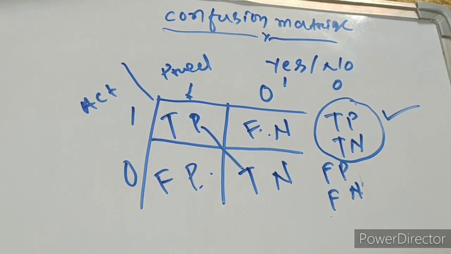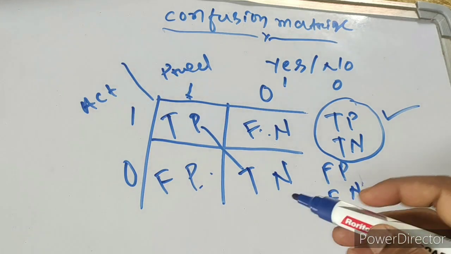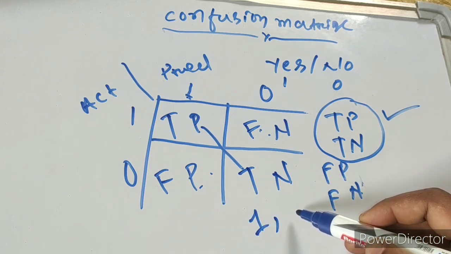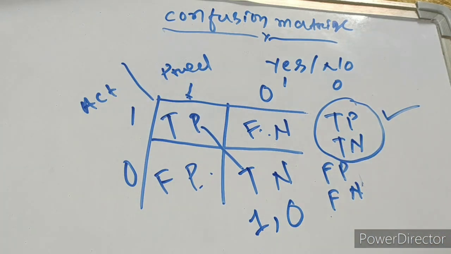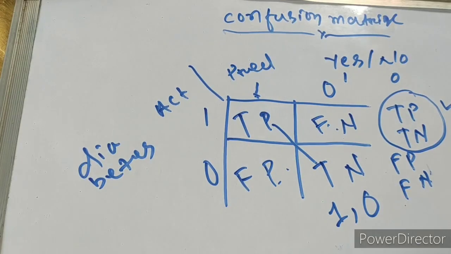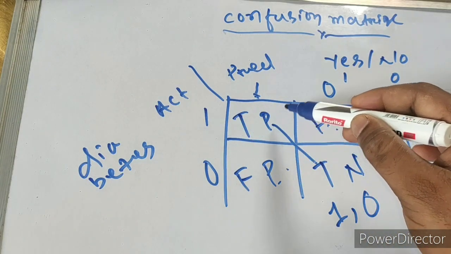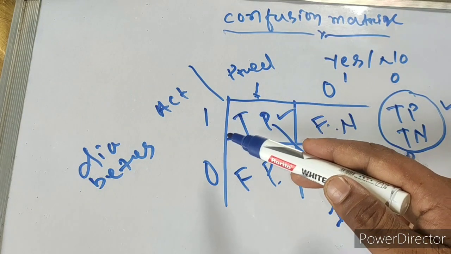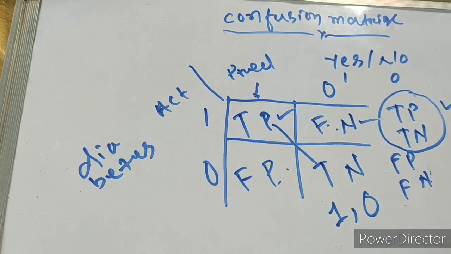We can clearly understand this confusion matrix with an example. Let's take an example from medicine, where we have to diagnose a diabetes patient. If the patient has diabetes, it will be considered as 1. If the patient does not have diabetes, it will be considered as 0. So here we can say, if our prediction is that the person has diabetes and actually the person has diabetes, then it is a true positive. If the person does not have diabetes but we classify as diabetes, then it is a false negative.